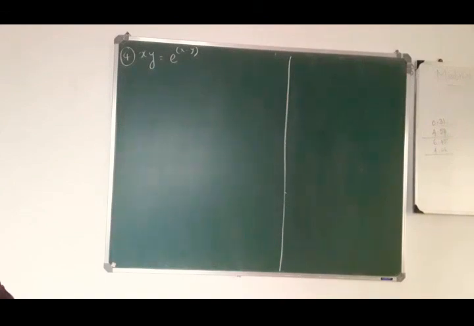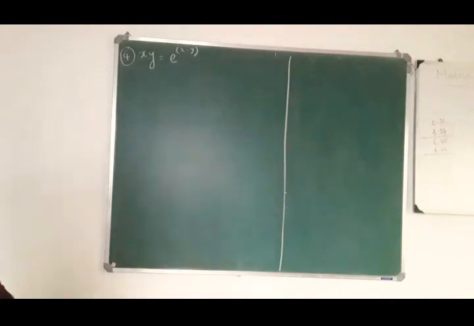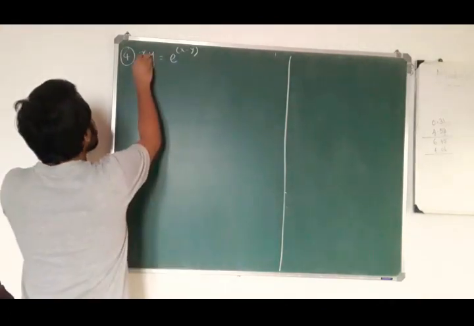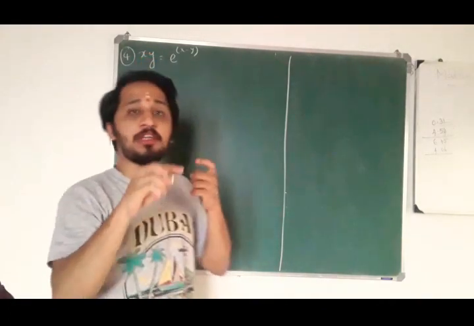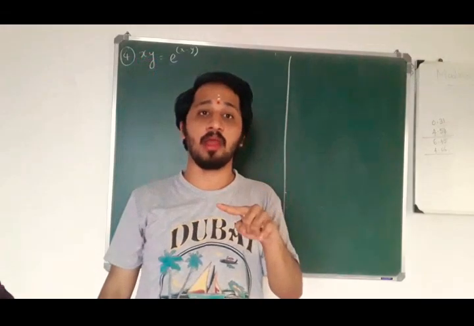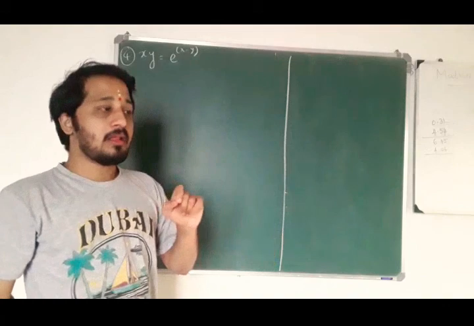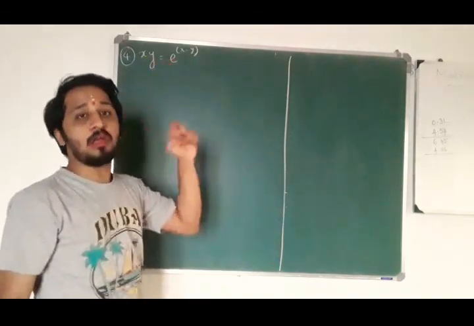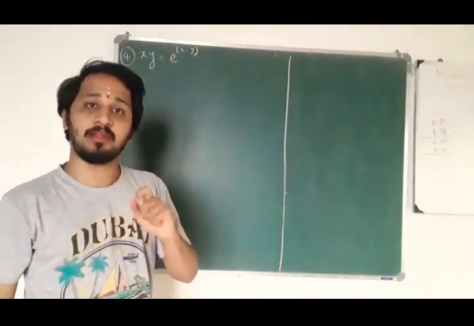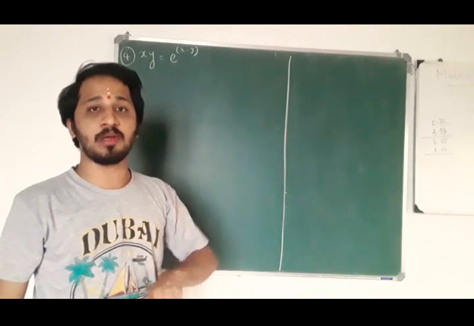Fourth question, find dy by dx. xy is equal to e power x minus y. x into y is equal to e power x minus y. Find dy by dx. Listen. So the left hand side is x into y, that means you have a product. For these types of problems, there is no need to take logarithm. Directly you can differentiate with respect to the product rule.